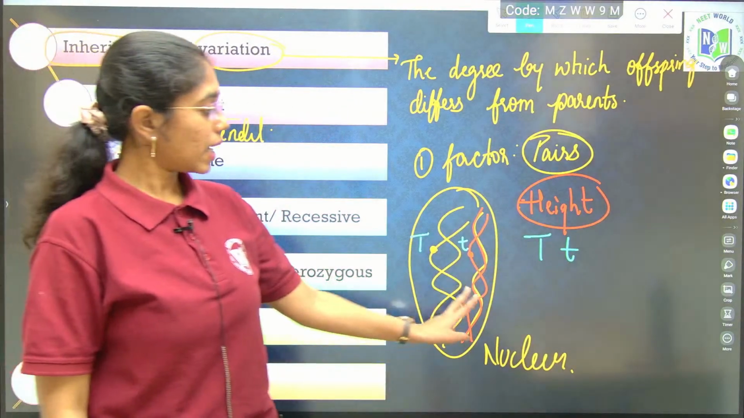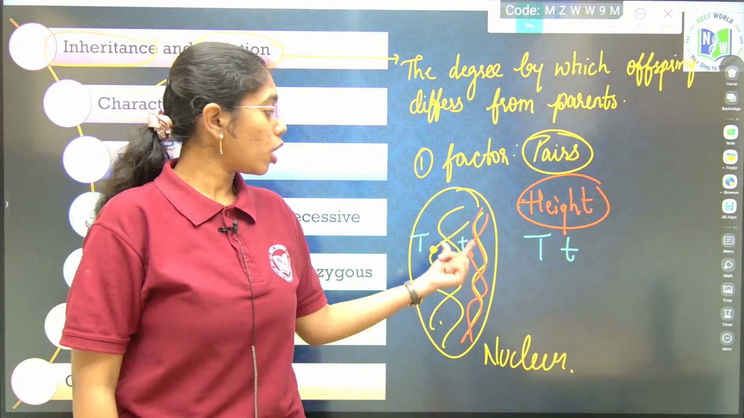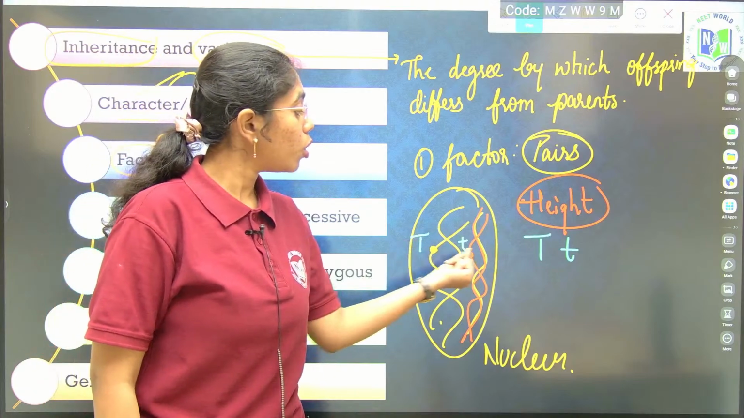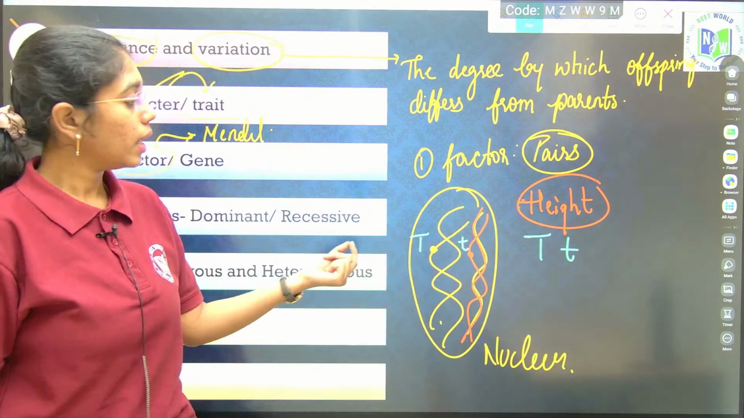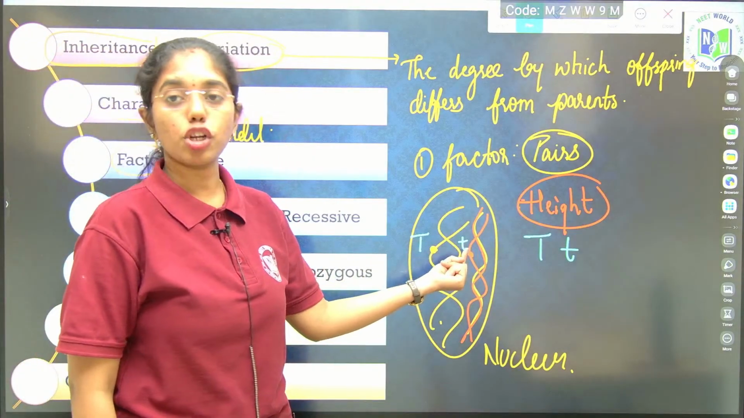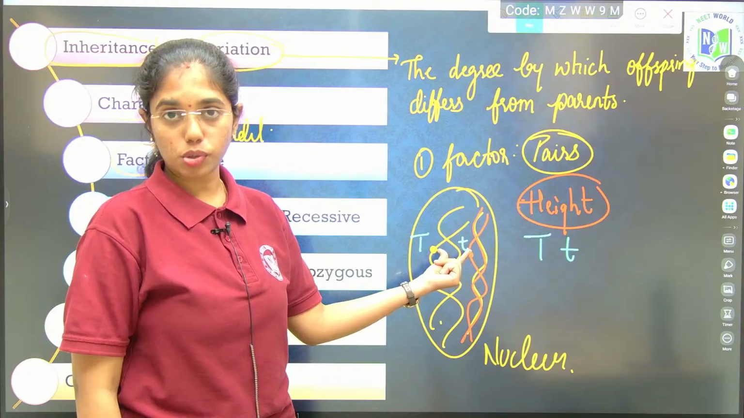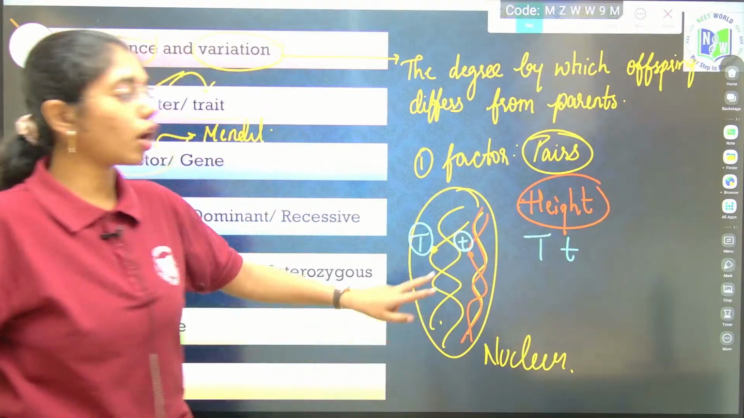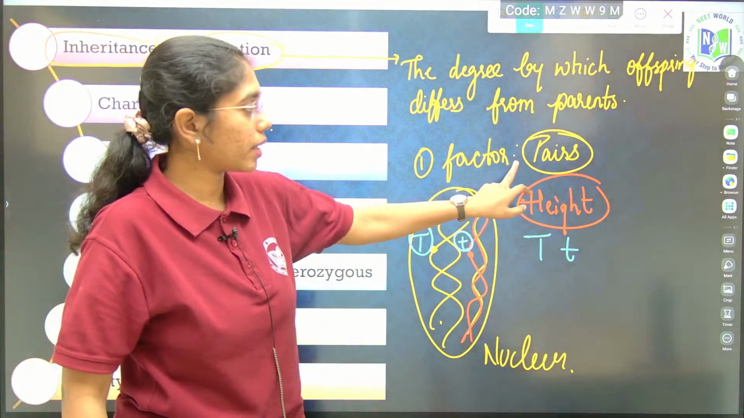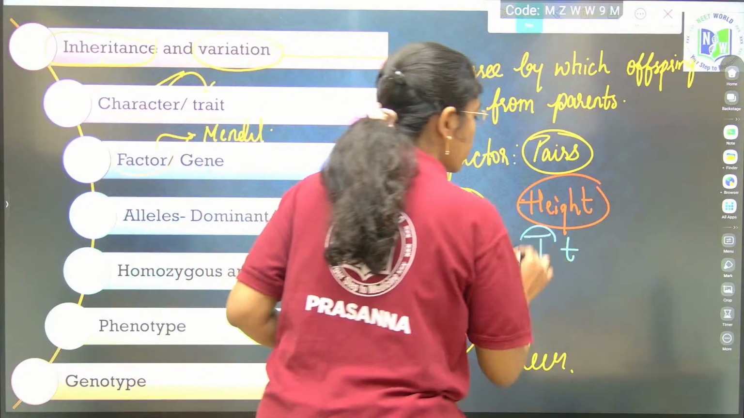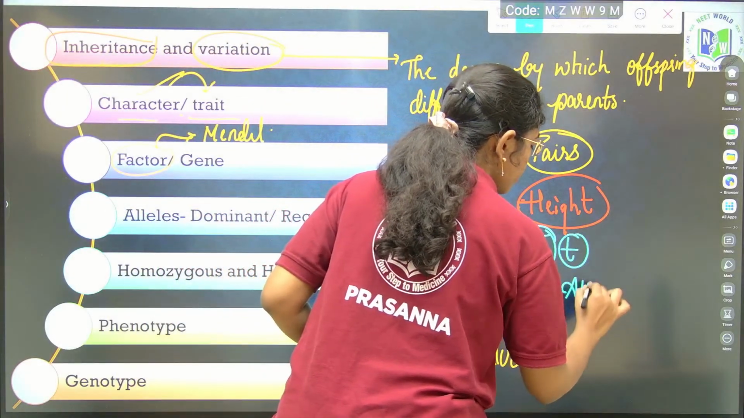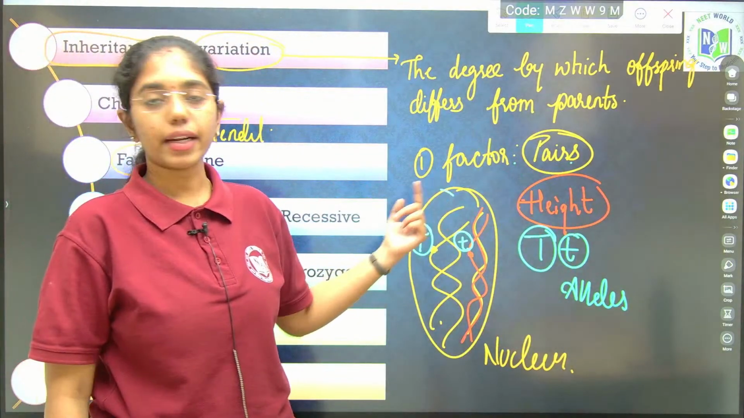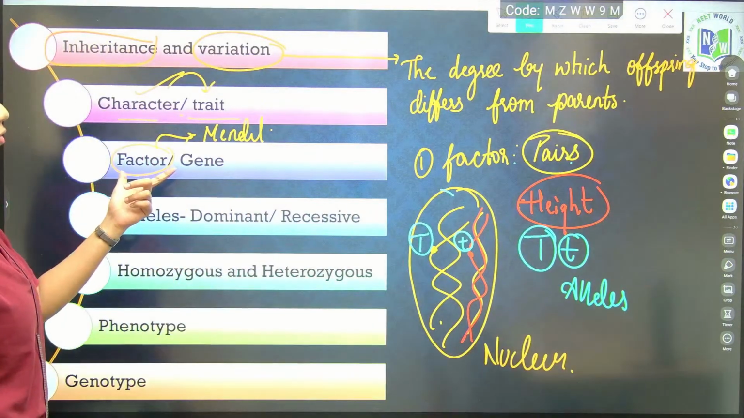These are addressed as homologous chromosomes because two alternating forms of a factor are present at the same loci of these two chromosomes. They are present at the same location or loci of the two chromosomes. These are two alternating or contrasting forms of a single factor, that is known as alleles. Alleles occur in pairs, and the pair of alleles is a factor. Clear right now? So this is about factor or gene.